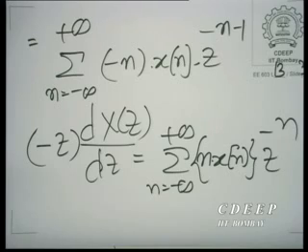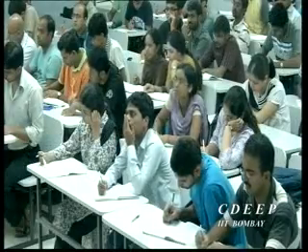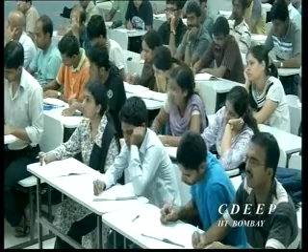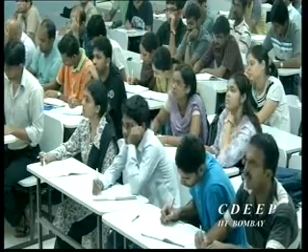This is very interesting. So what we are saying is that the z transform of n times x[n] is essentially the derivative of the original z transform of x[n], multiplied by minus z.